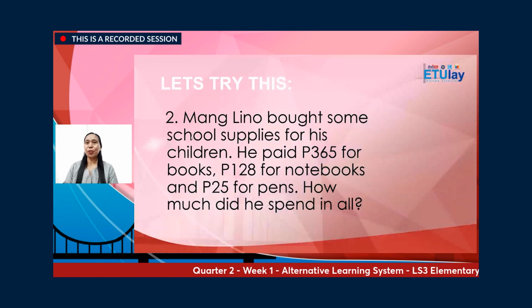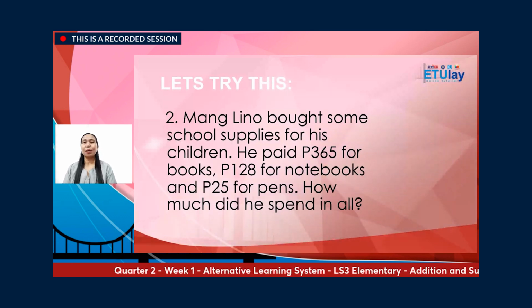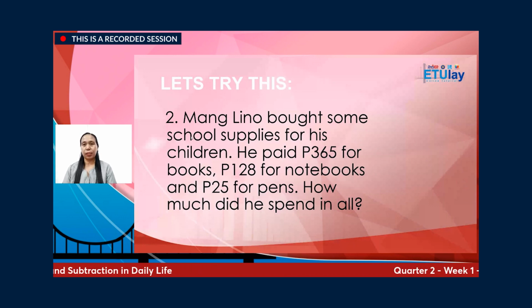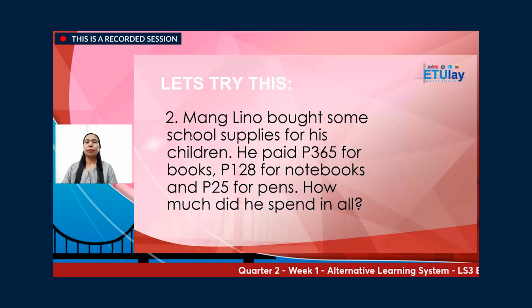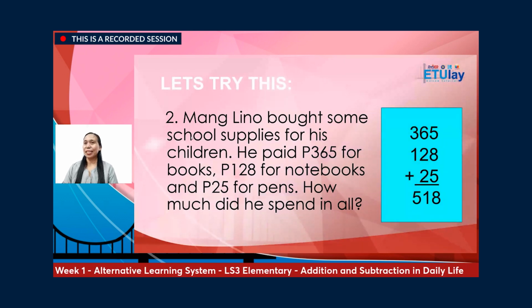Let's try this. Number 2. Mang Lino bought some school supplies for his children. He paid 365 pesos for books, 128 pesos for notebooks, and 25 pesos for pens. How much did he spend in all? Great! You get the correct answer. 365 plus 128 plus 25 is equal to 518.